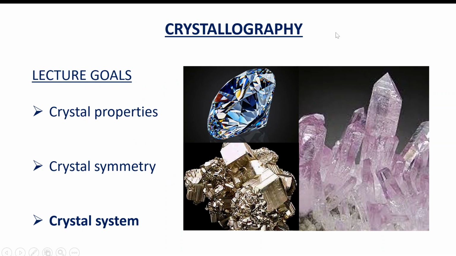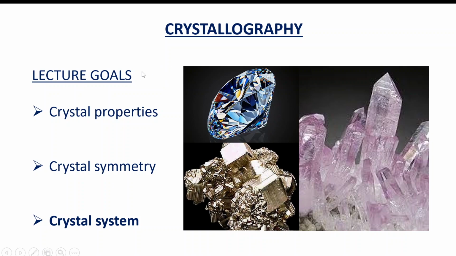So, earlier in the first two parts of the discussion on crystallography, we looked into crystal properties and crystal symmetry, and we also understood how crystal symmetry is extremely useful, and this is what is considered under geometrical crystallography. So, the understanding of symmetry is extremely important to interpret any kind of crystal structure.